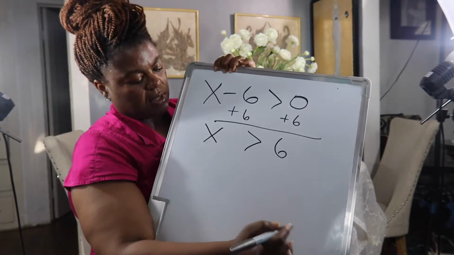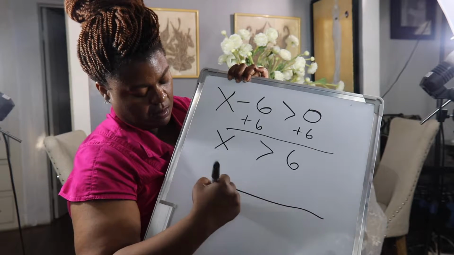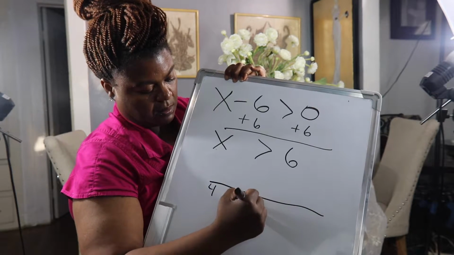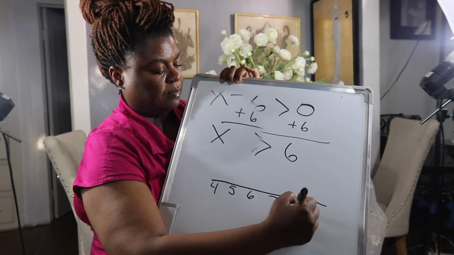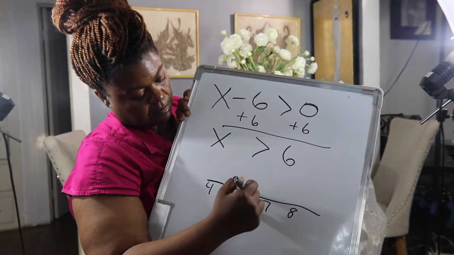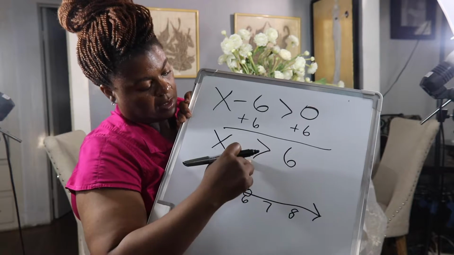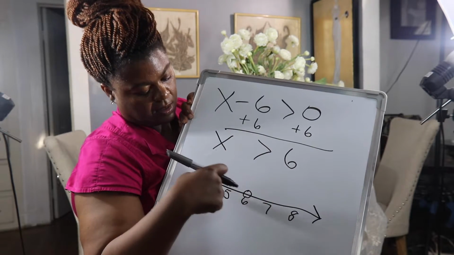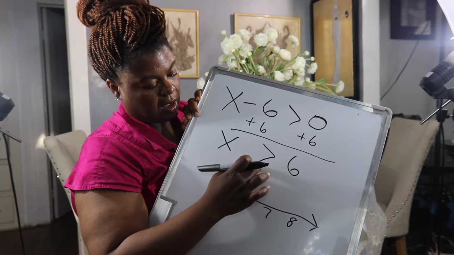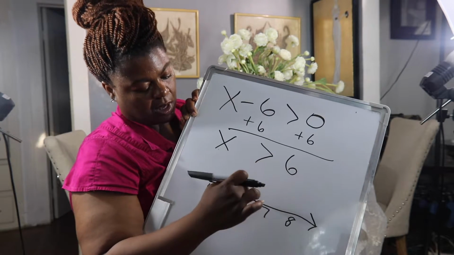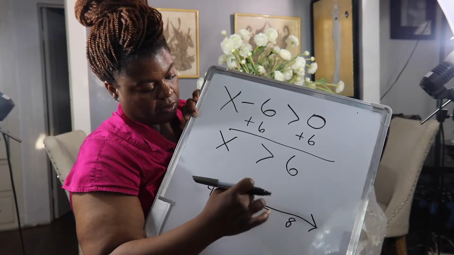6. Let's see what this looks like on a number line. 4, 5, 6, 7, 8. Our number is 6. And we draw an arrow because we're saying our number is greater than 6. So it's an open circle because this is a greater than sign. If this was a greater than or equal sign, it would be a closed circle. So a circle filled in.